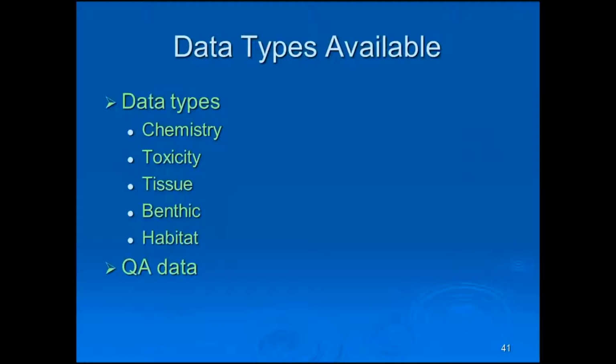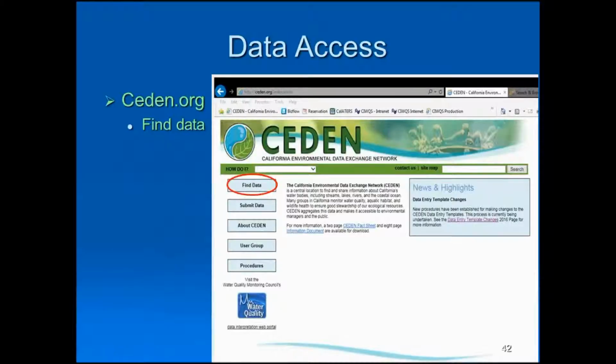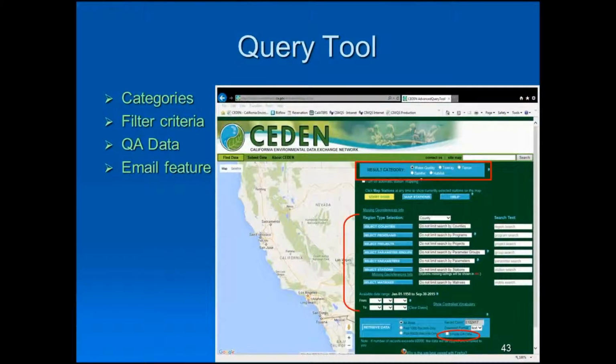And when you get data out, the chemistry selection displays both field data and laboratory chemistry data. You also have the option of getting out QA data, and I'll highlight that area when I get further along in my screenshots. If you want to get data out of CEDEN, you can go to CEDEN.org and click on the Find Data button.